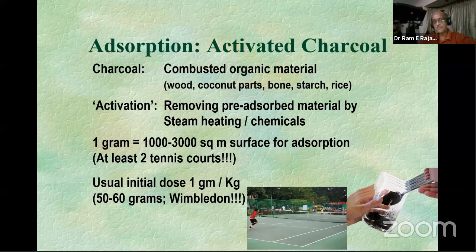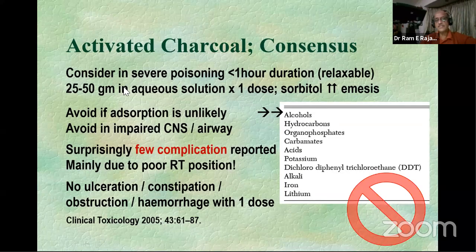Activated charcoal, as you realize, is basically charcoal, which is any kind of combusted material. It can be from wood or from bone or whatever else. Then you activate it by taking off the pre-adsorbed material that is there to increase the surface area that you can have in terms of contact. The surface area is so huge that I would almost argue that 1 gram per kg, so 50 to 60 grams of activated charcoal, is almost the same as having an entire Wimbledon in terms of the surface area that you have. It's a huge absorptive surface area. Okay, and when you really look at it, the consensus is very clear.